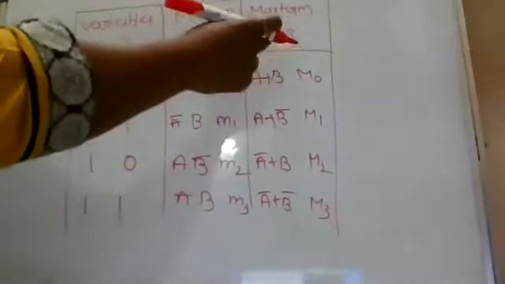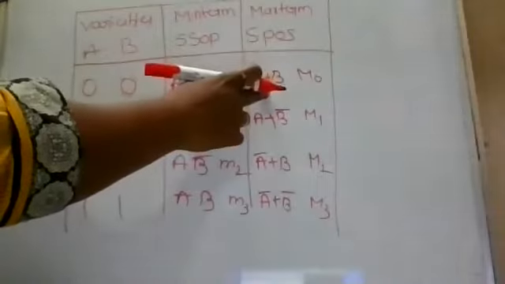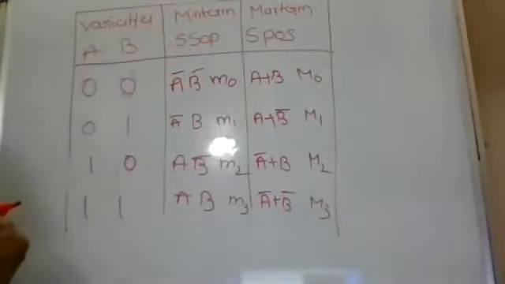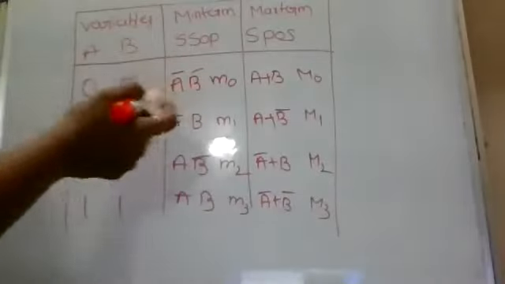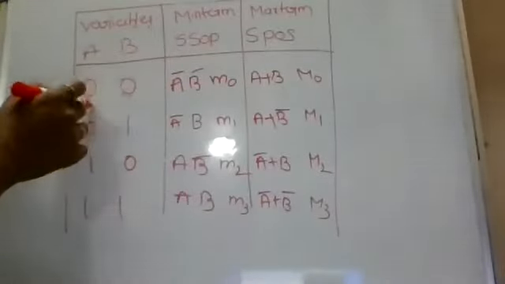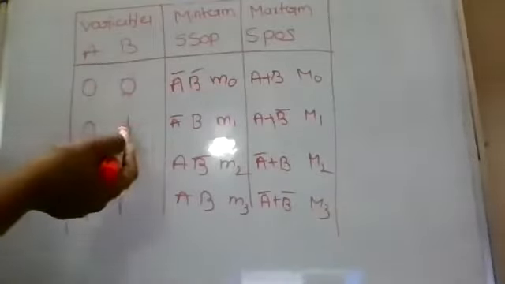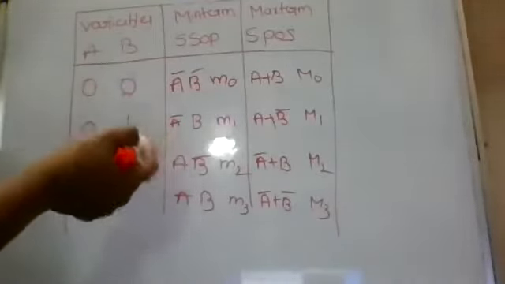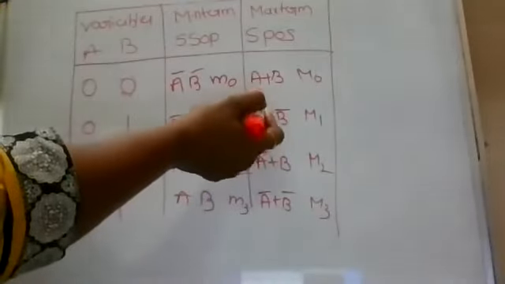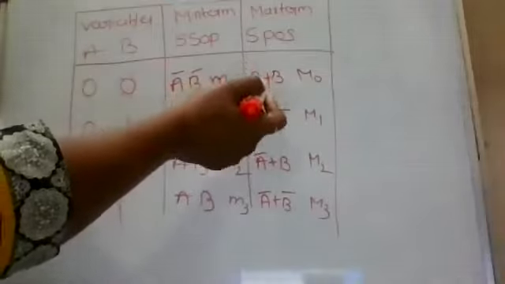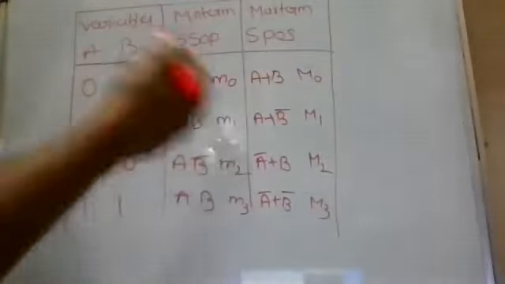So here, products of sums, we are taking the OR gate operation. This is about max terms and min terms. In min terms, if A equals 0, then we take the complement, but if the variable equals 1, we take it the same. In max terms, if the variable equals 0, we take the same, but if the variable equals 1, we take the bar.